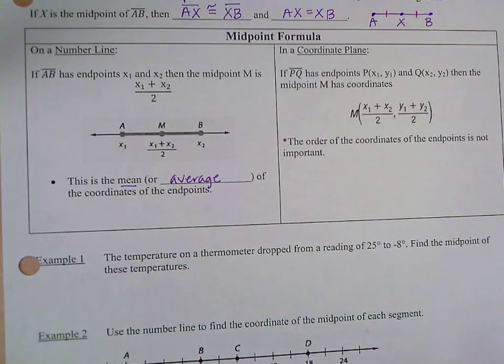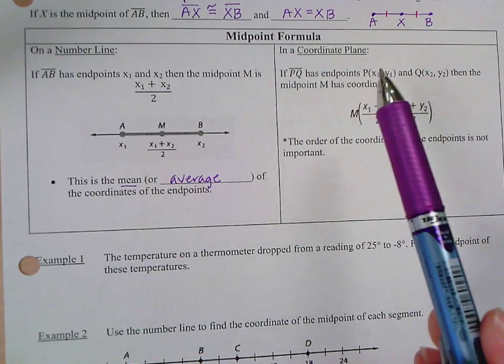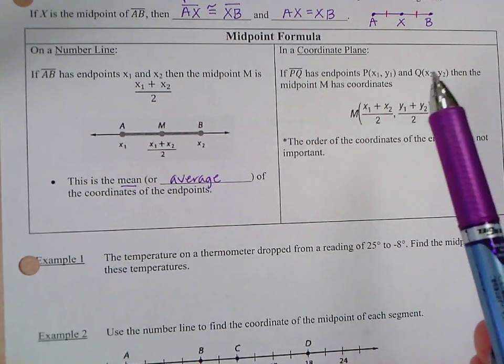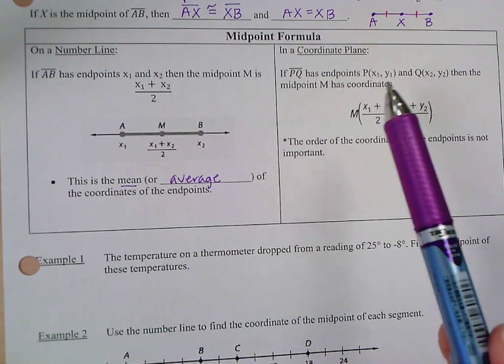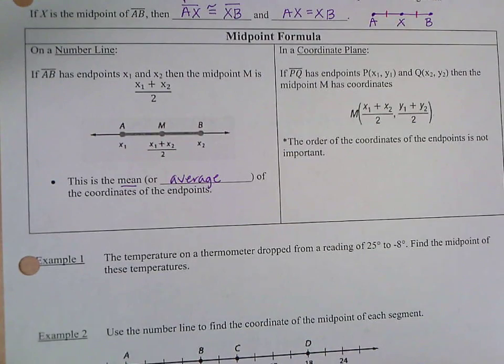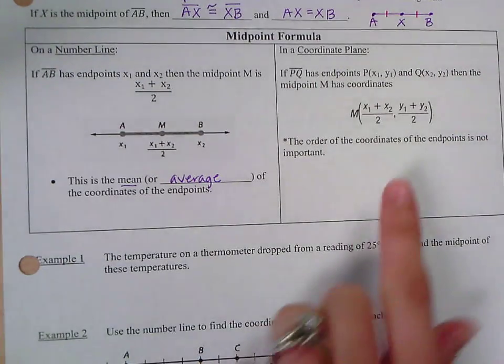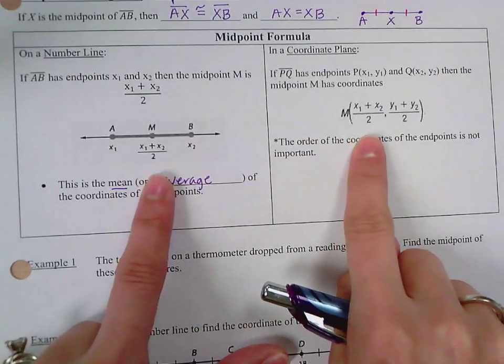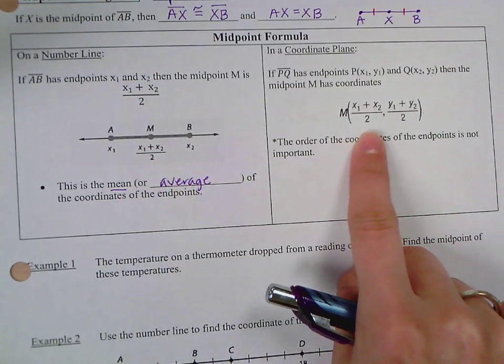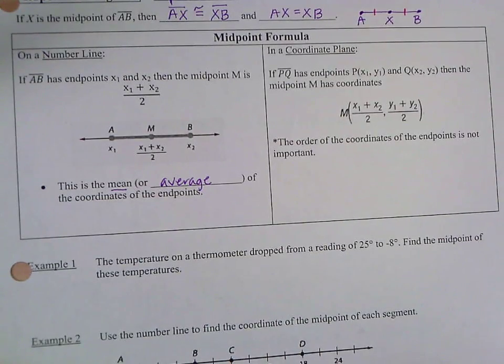In a coordinate plane, the next box over, we have segment PQ, and these are the ordered pairs of the endpoints, similar to what you saw yesterday. Remember the subscripts of 1 and 2 are just to differentiate between the x and y values. You can think of the 1 as P is the first ordered pair, Q is the second. The midpoint M has these coordinates. Notice it's very similar to a number line. All this shows is you're taking the average of the x coordinates and the average of the y coordinates, and then that ordered pair is your midpoint on a coordinate plane.